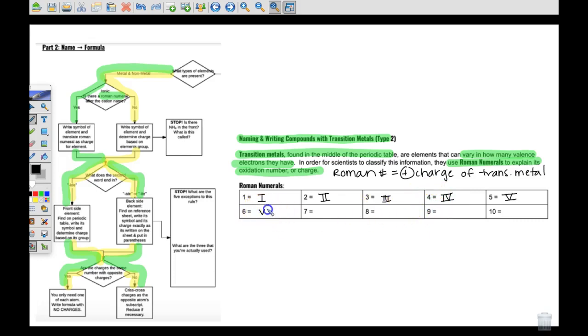For 6, we're going to have VI, so 1 after 5, which means 6. For 7, VII, which means 5 and then 2 more. 8 is VIII, so 3 I's after V, which means 5 plus 3 more. And the pattern breaks again at 9, and it's IX. 10 means X, so 1 before 10, or IX, means 9.